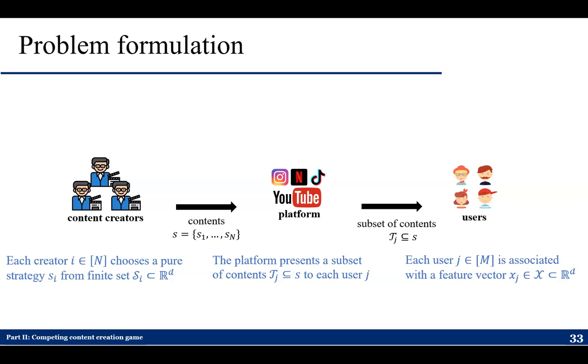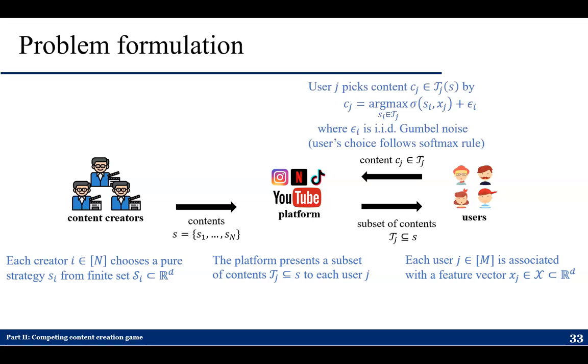Then we assume each user j is associated with a feature vector x_j. This feature vector basically describes the user's preference. Let's say this can be constructed using some demographic information or some history data. Then what the user will do, upon observing this list of contents recommended by the platform, is pick one content from this set based on its true relevance, plus some stochastic noise. The noise is to capture the fact that when humans make a decision about which item to choose, there is some stochasticity in that.